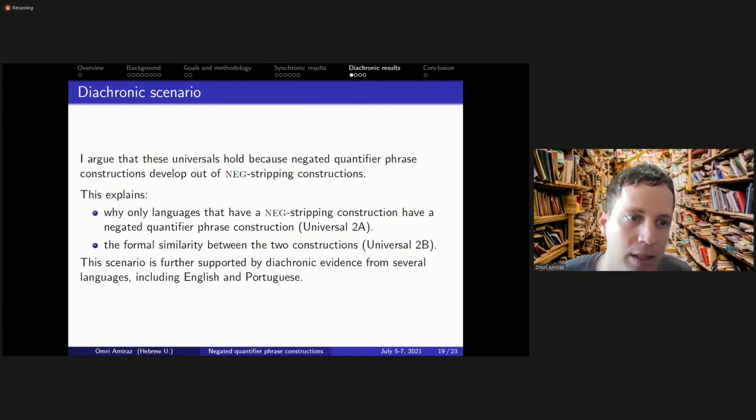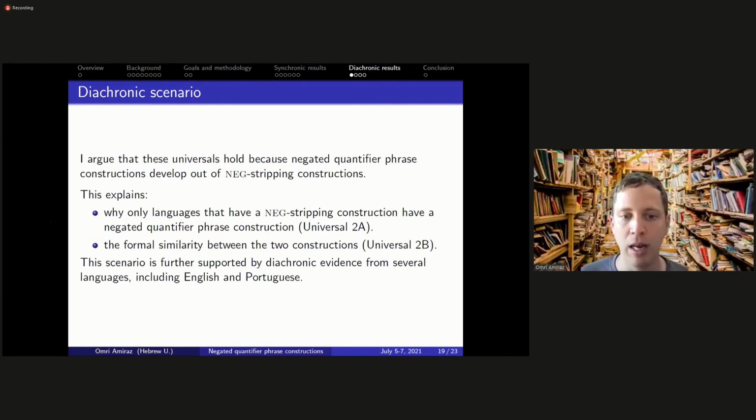I argue that these universals hold because negated quantifier phrase constructions develop out of neg stripping constructions. So this explains first why only languages that have a neg stripping construction have a negated quantifier phrase construction, because you need to have the source construction in order to have the grammaticalized construction.